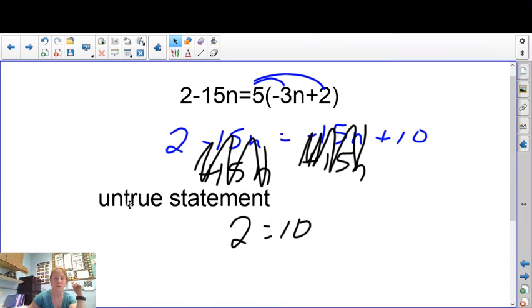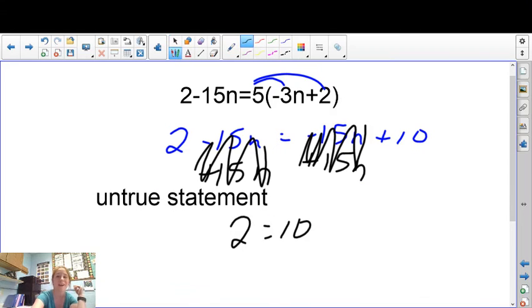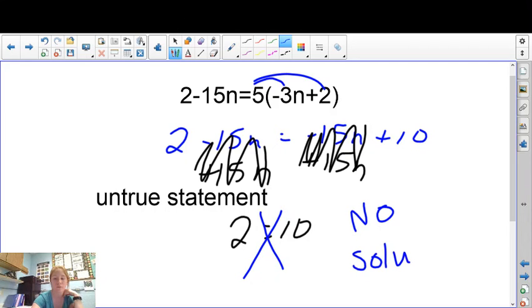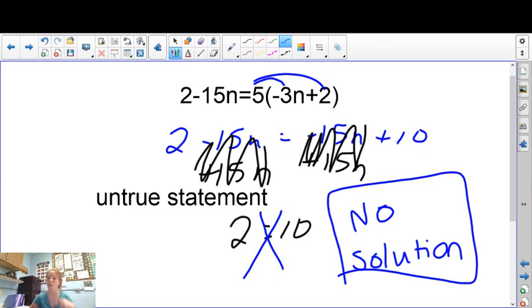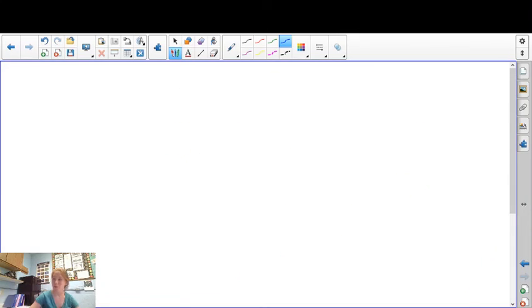When we get an untrue statement, something that does not make sense, this is not equal, 2 is not equal to 10, our answer is no solution, because there is no possible value for x that'll ever make this statement true. Whew, finally done. Hope you learned some stuff about variables.